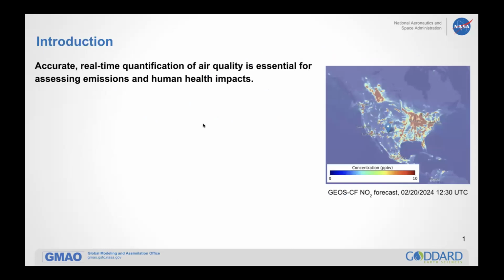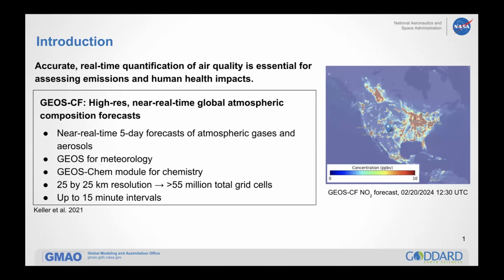So, as all of us here are pretty familiar, accurate quantification of air quality is really important for assessing emissions, human health impacts, and how atmospheric chemistry might interact with climate as well. And for this purpose, NASA's Global Modeling and Assimilation Office, led by Christoph Keller and Emma Knowland, has been developing GEOS-CF, which provides 5-day forecasts of atmospheric gases and aerosols, around 290 species in all. It uses GEOS for meteorology and the GEOS-Chem module for chemistry. On the right is just an example of a GEOS-CF NO2 forecast.